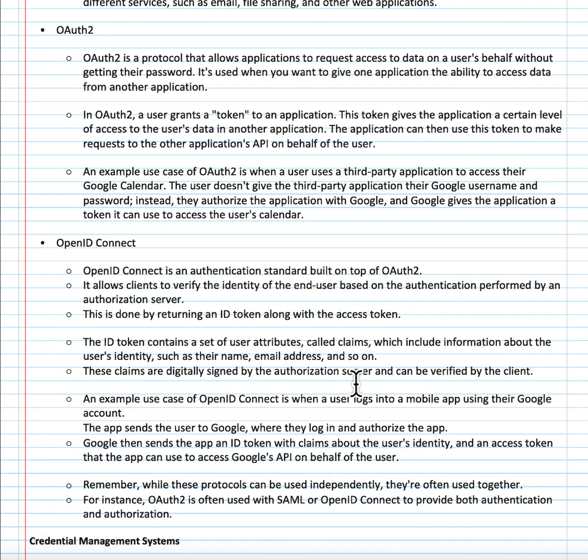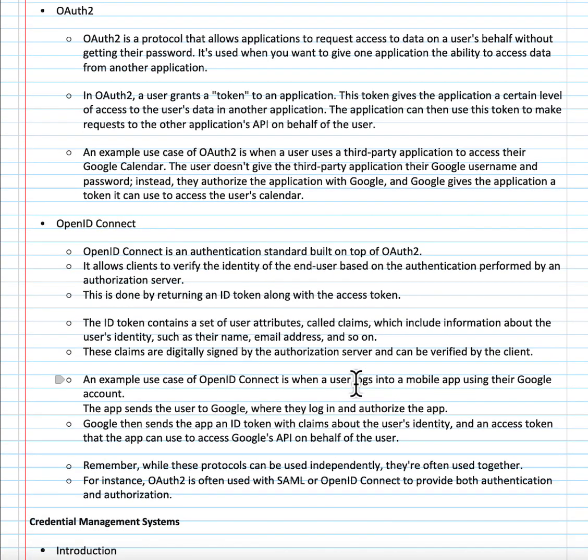Now, OpenID Connect is an authentication standard built on top of OAuth 2. So don't think of OpenID as its own protocol in that regard. It works in conjunction with OAuth 2. It allows the application to verify the identity of the user based on the authentication performed by the authorization server. This is done by returning an ID token along with the access token.